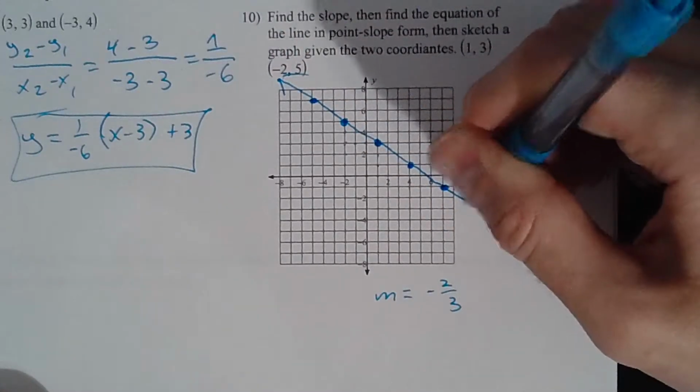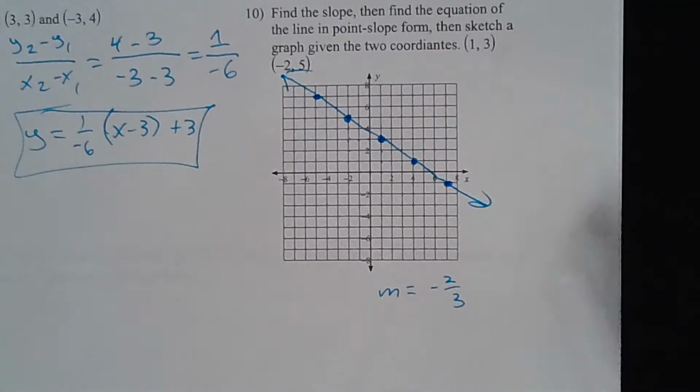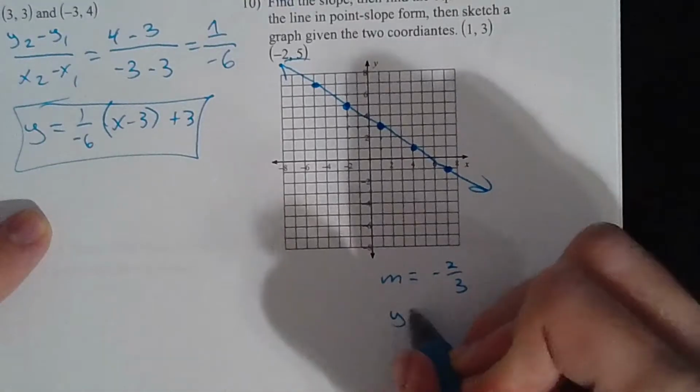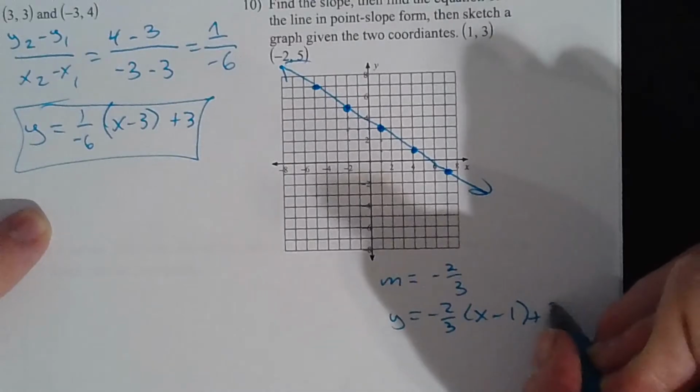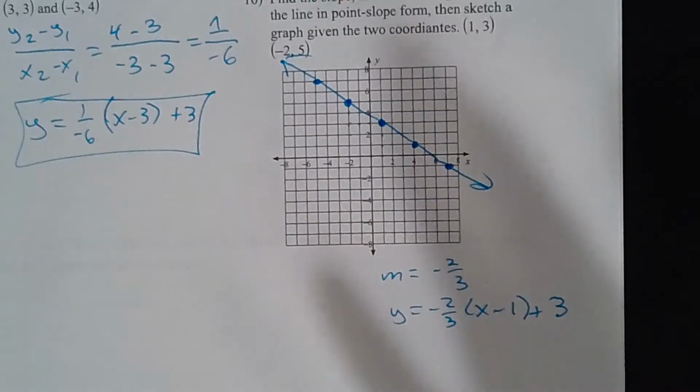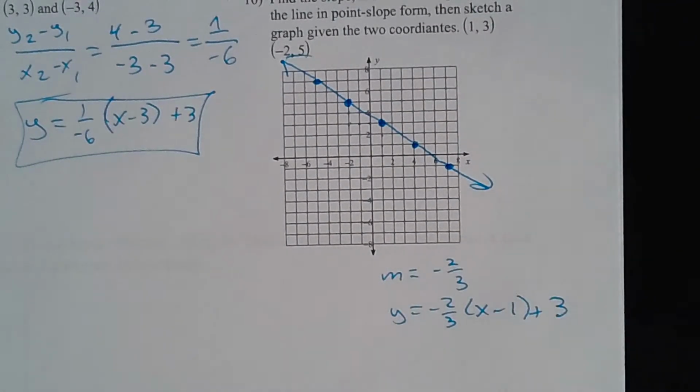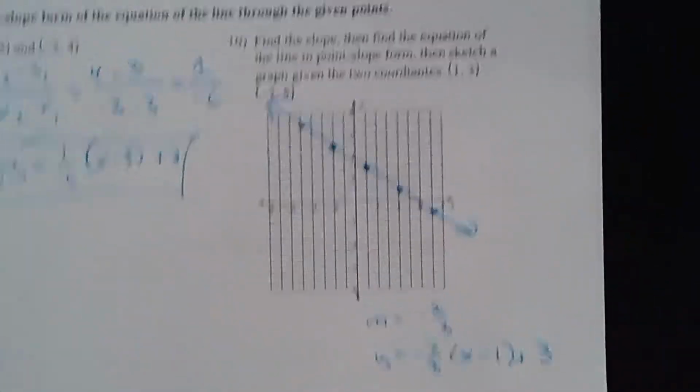Again, you could use a ruler if you wanted to. There's our slope, and we want the point slope form. Well, y equals negative 2 over 3 times x minus x1 plus y1. No work required on this problem. You kind of just plug and chug and be done with it. On to the word problems.